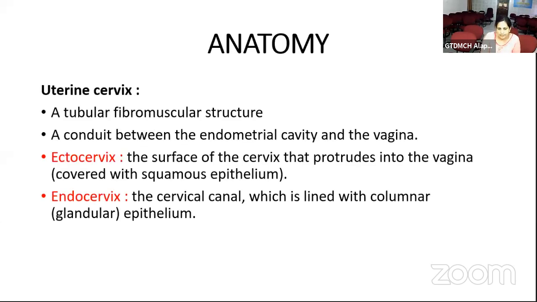So we will discuss the anatomy. As you all know, the cervix is a tubular fibromuscular structure. It is a conduit between the endometrial cavity and the vagina. The ectocervix, the surface of the cervix, protrudes into the vagina and is covered by squamous epithelium. The endocervix, the cervical canal, is lined with columnar glandular epithelium.